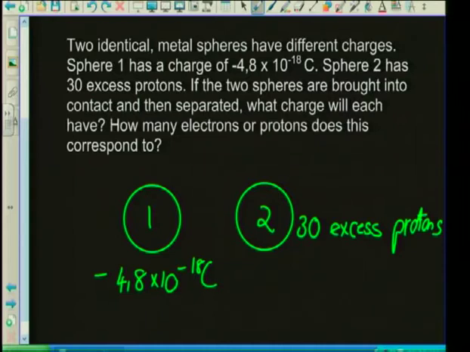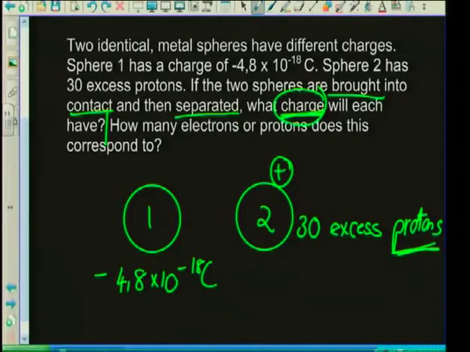So that means sphere 2 is positive. Okay? Protons. It's positive. If the two spheres are brought into contact and then separated. Okay, so we bring them into contact. We then separate them. What charge will each have? So my question is charge. It's two questions, deal with the first one. What charge will each have?